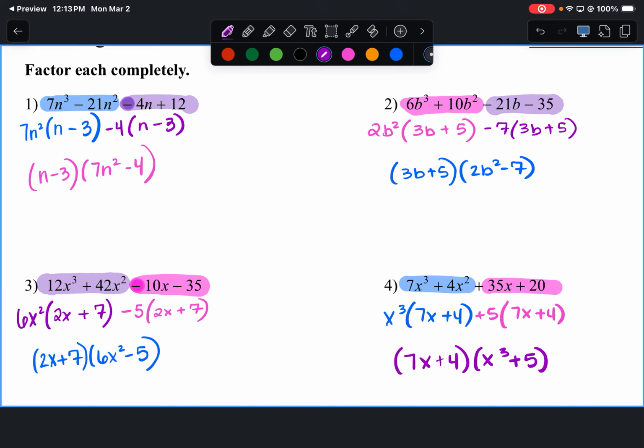Okay, once you get those two worked, check your answers. And then I want you to go ahead and get out Unit 7 notes, and you're going to go to 7.4 Part 2. So check your answers, and then go to 7.4 Part 2.